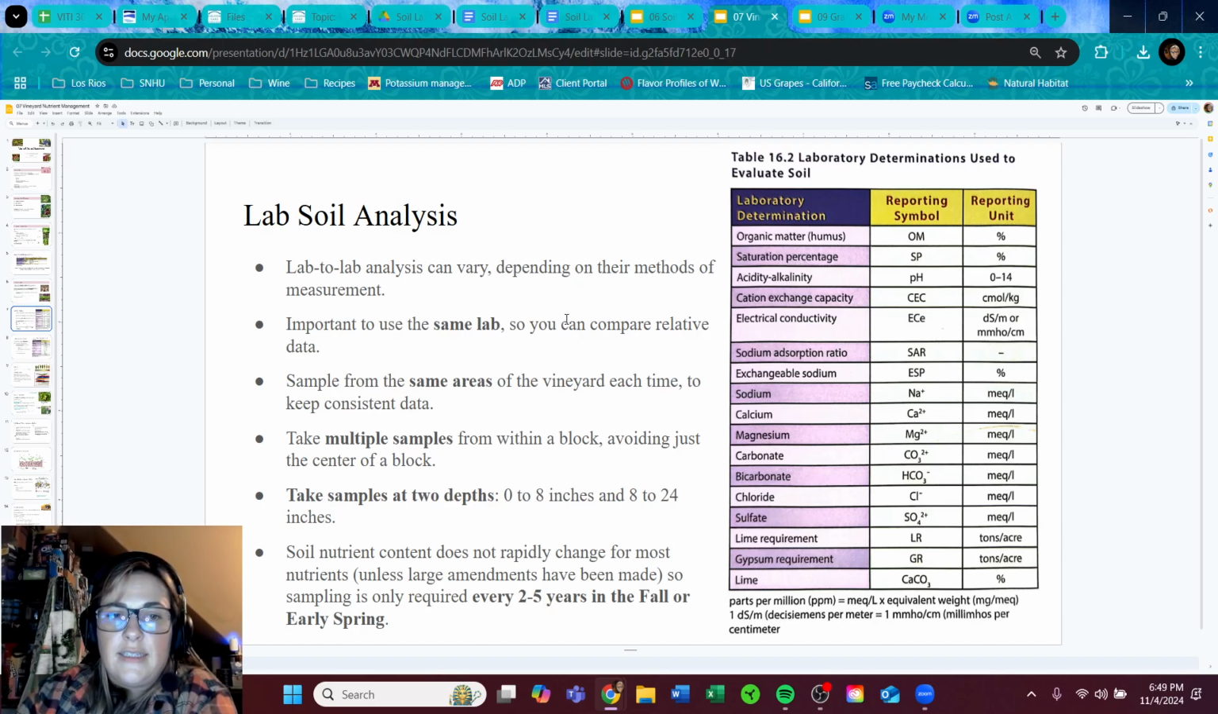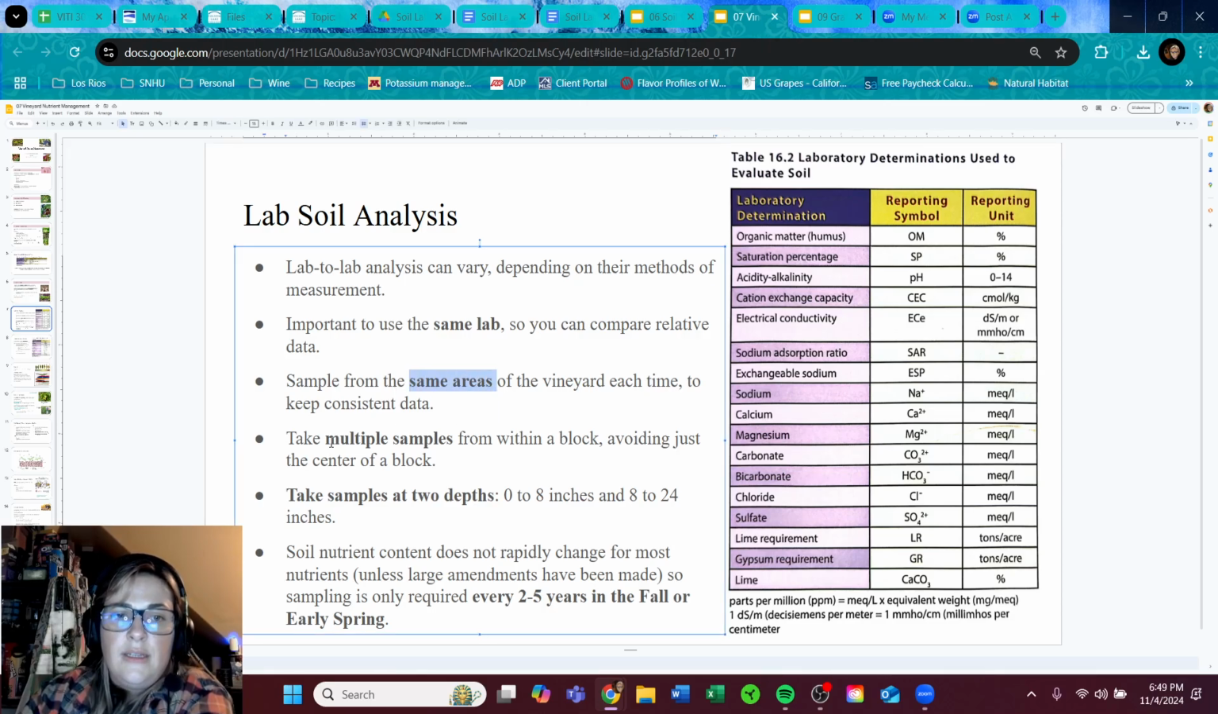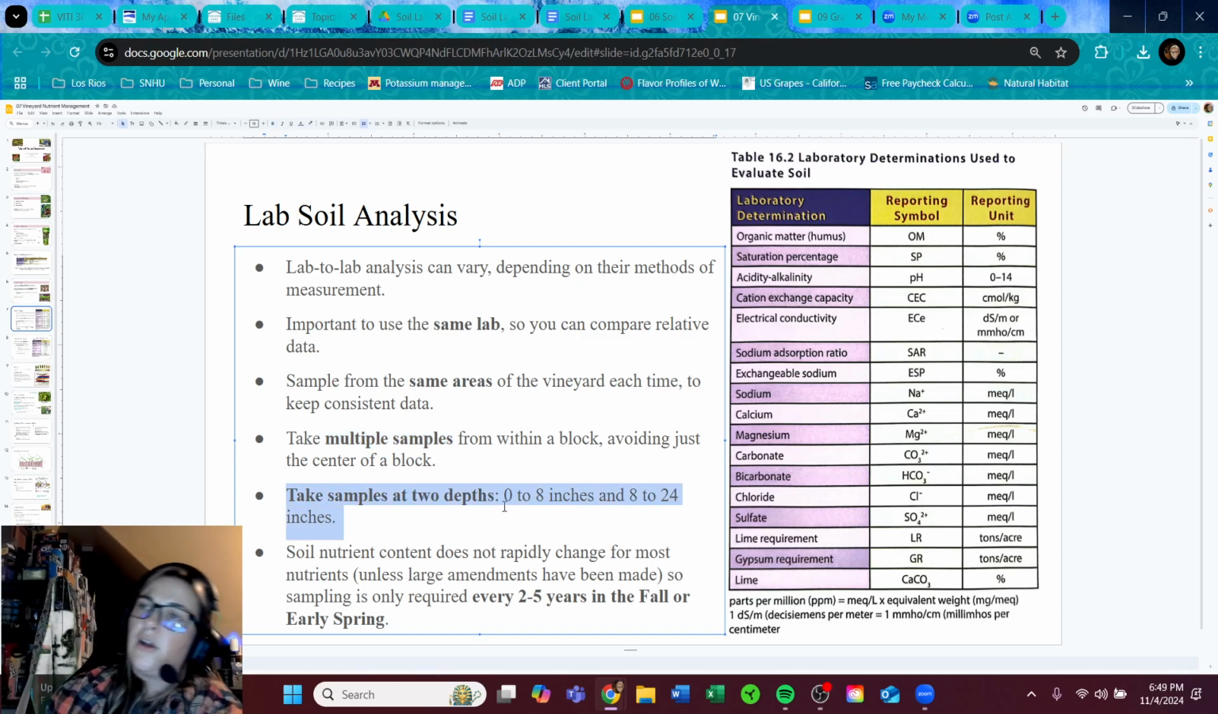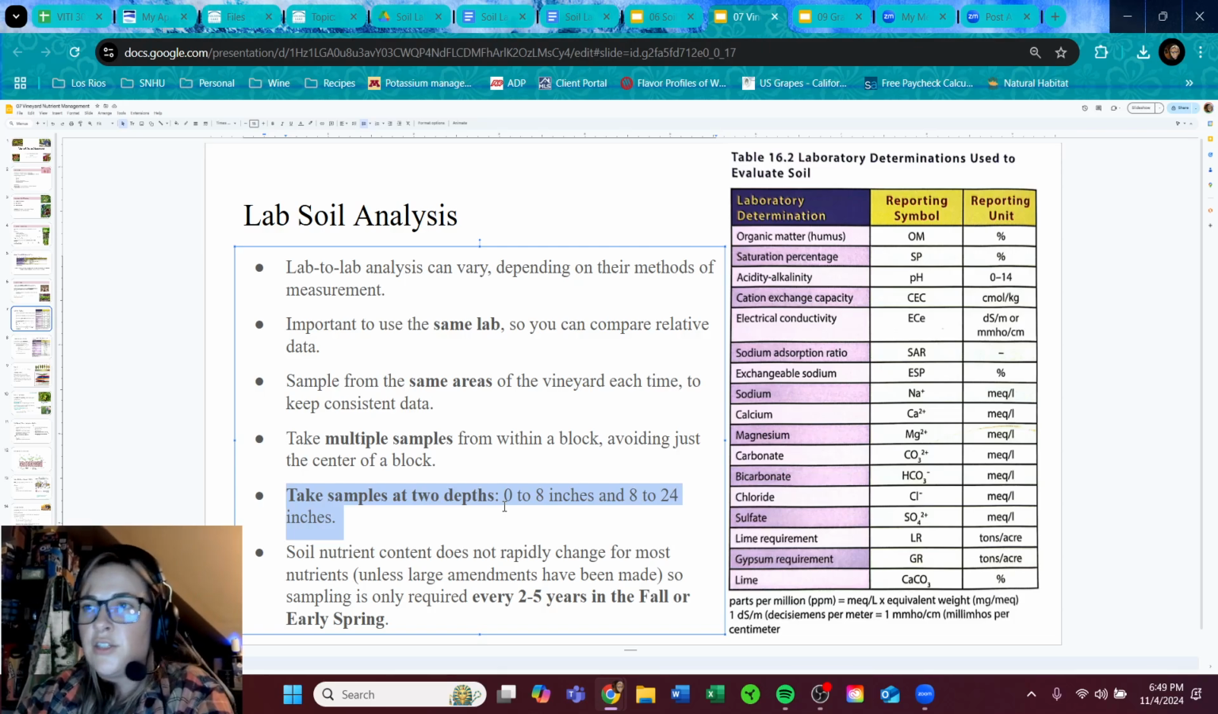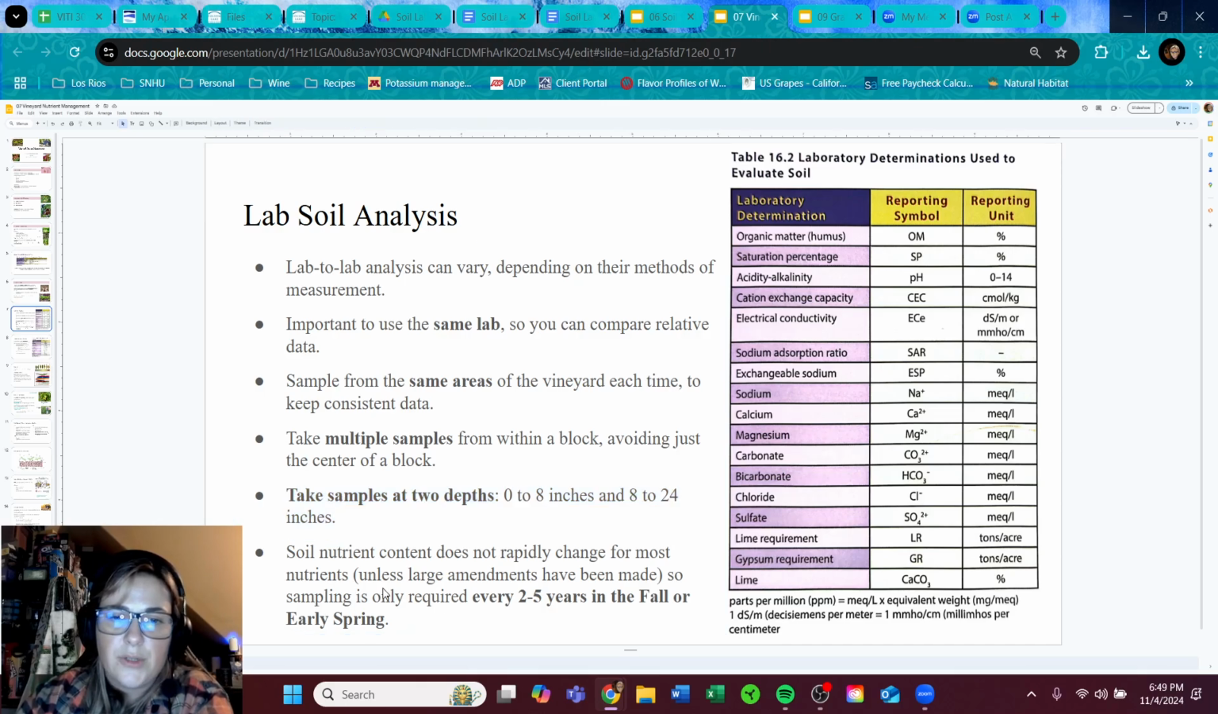So for analysis, the same areas will be helpful. Taking multiple samples will be helpful from within a block, so that way you get a good representation. And then also from different depths, right? So our roots aren't just within 0 to 8 inches. Grapevine roots go so deep. So their interaction with the soil environment is a lot more complicated than just the top surface of the soil, right? Just the tip of the iceberg.